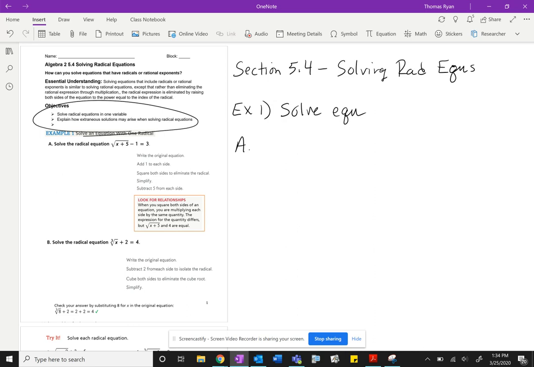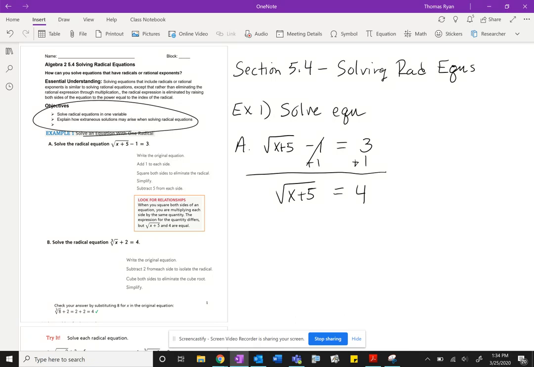A. So we want to solve the square root of x plus 5, minus 1, equals 3. We know we want to isolate our variable, but our variable is locked inside that square root, so we must isolate the square root first. So we're going to add 1 to both sides. We get the square root of x plus 5 is equal to 4.